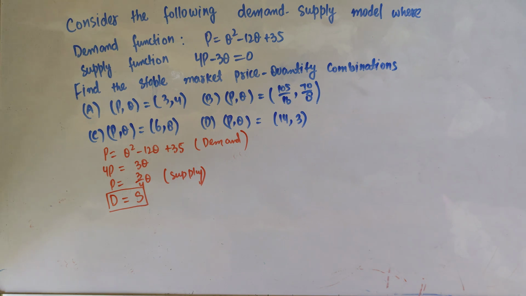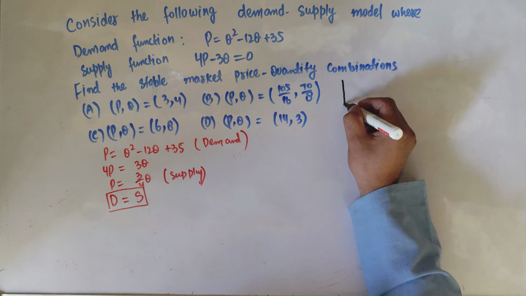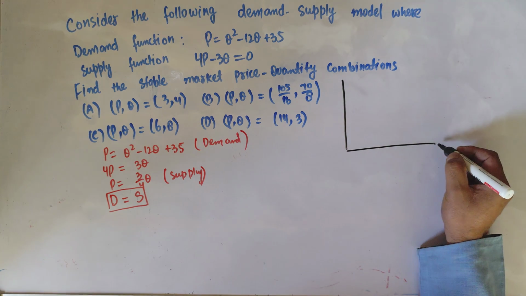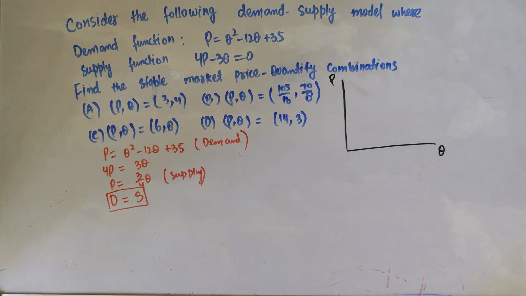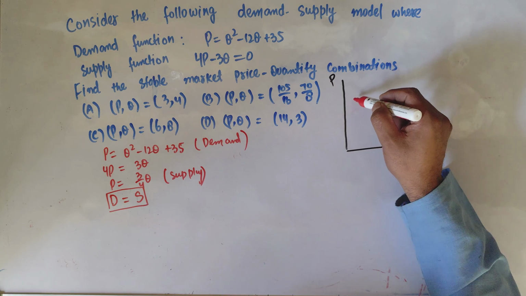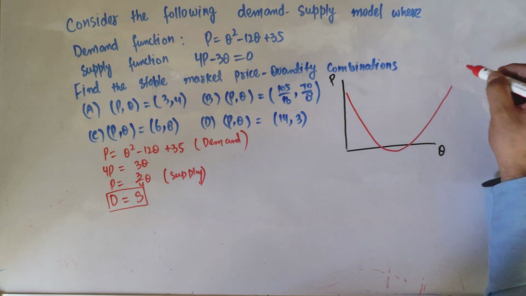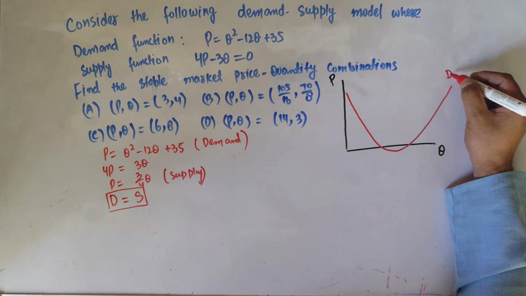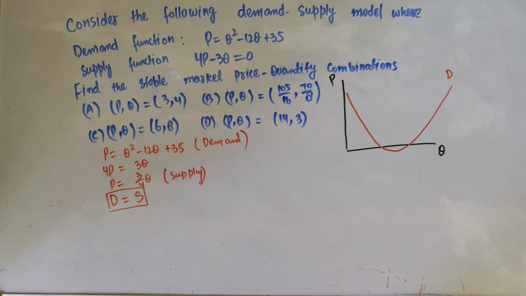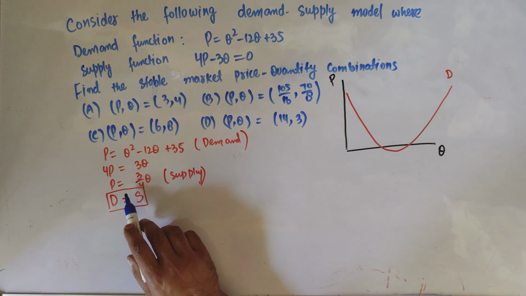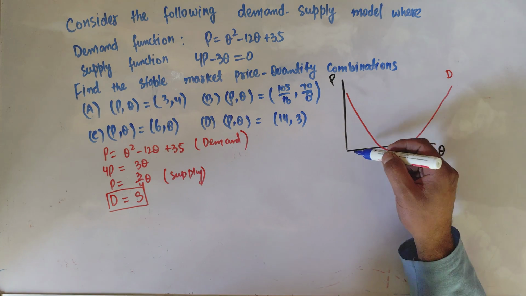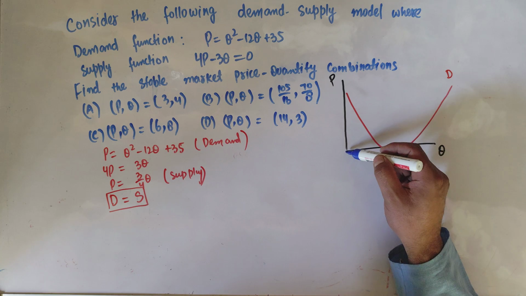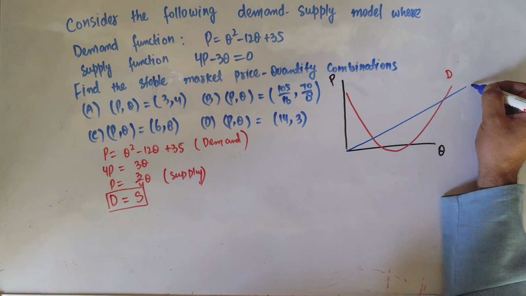Now if I draw the graph here to make things clear, we have quantity on the horizontal axis and price on the vertical axis. We have a demand function which is quadratic in nature, and let me draw it like this. It will look like this. So this is our demand function. What about the supply function? If you see the supply function, it starts from the origin and it is upward sloping. So our supply function will look like this. If I draw it roughly, it is our supply function.